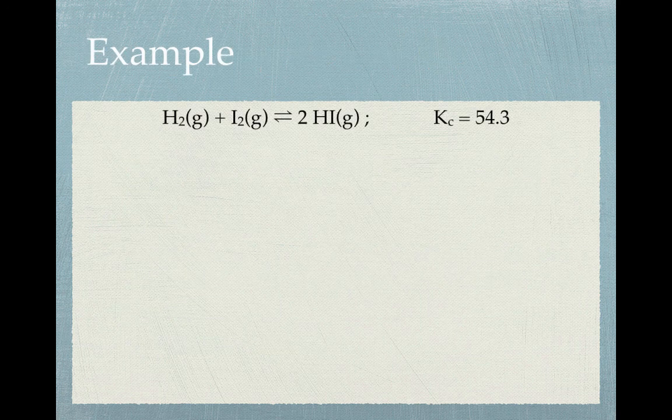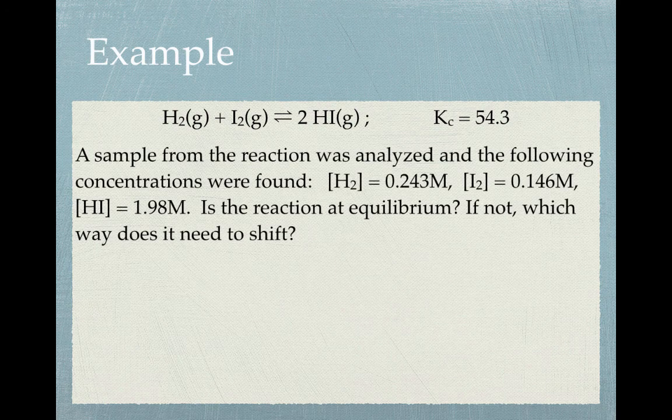Let's look at an example using our H2, I2, and HI system there. So we have a Kc value for this reaction of 54.3. It's something that we would look up. And so we have this reaction taking place. We took a sample from this reaction and analyzed it, and we found the following concentrations. So what we want to know is, is the reaction at equilibrium? And if it's not at equilibrium, which way does it need to shift to reach equilibrium? Or you could say, which way does it still need to proceed to get to equilibrium?